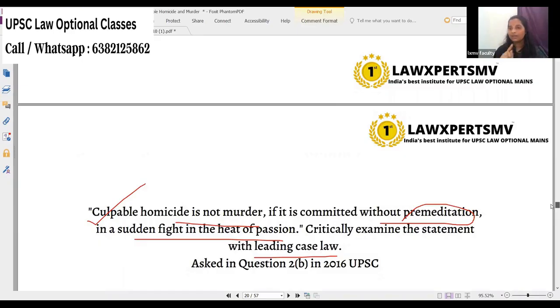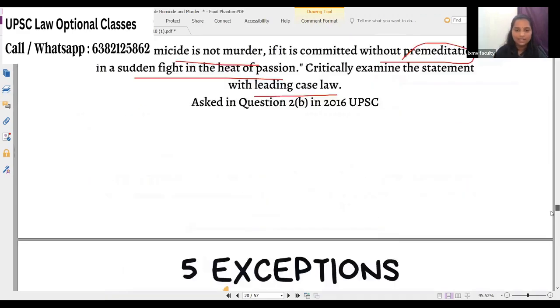Then you cannot be given life imprisonment. You can be given 10 years of imprisonment or a fine or both. You get the point, sir?